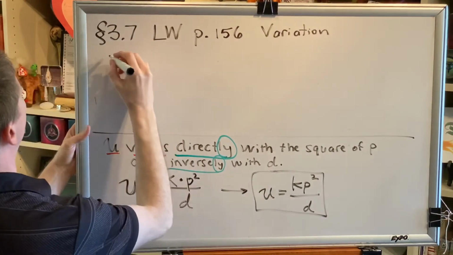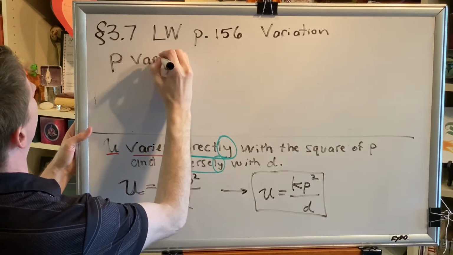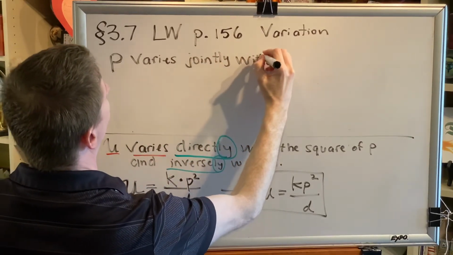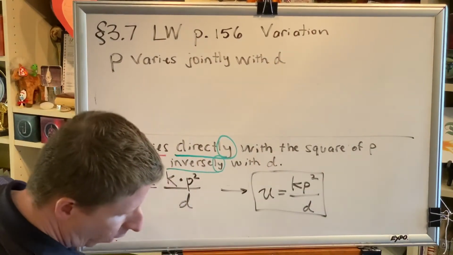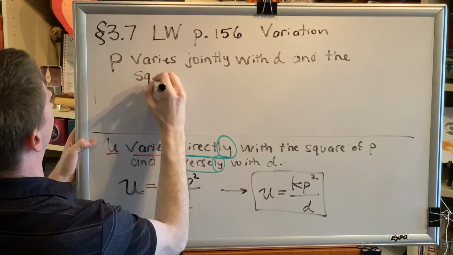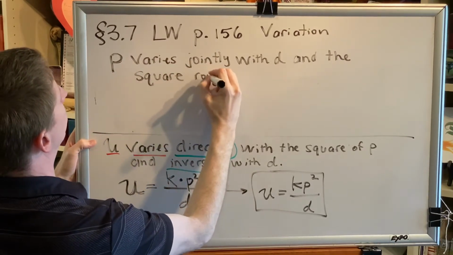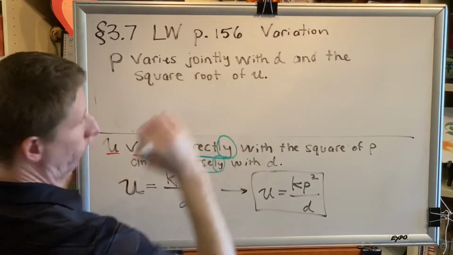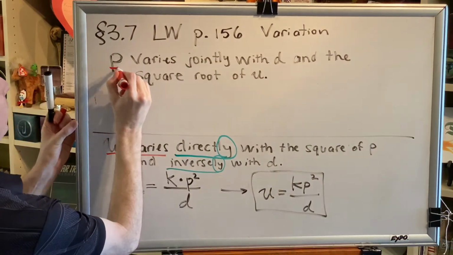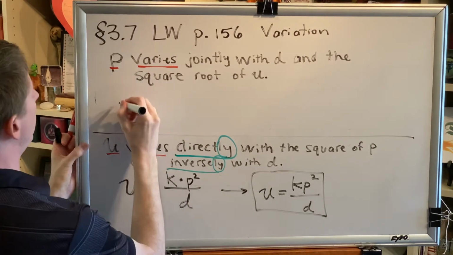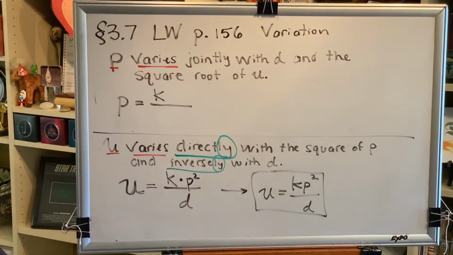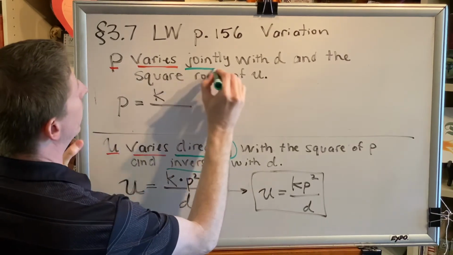P varies jointly with D and the square root of U. Okay, here we go. So, what's doing the varying in this problem? P. P varies. So the first thing we should write is P equals. Then comes a fraction with K in the numerator. Then find the ly word for this problem. The ly word is jointly.